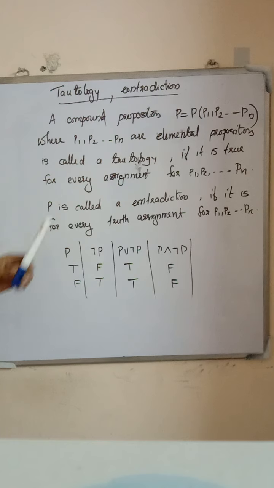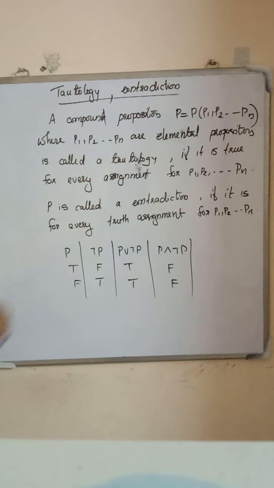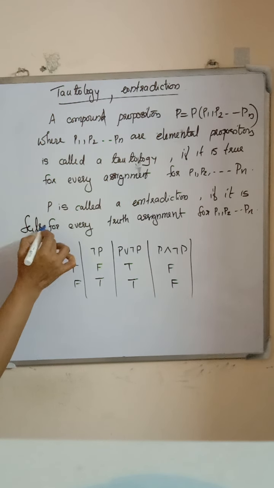That compound proposition becomes a tautology if it is true for every assignment. If it assigns a false value for every assignment, then that is a contradiction.